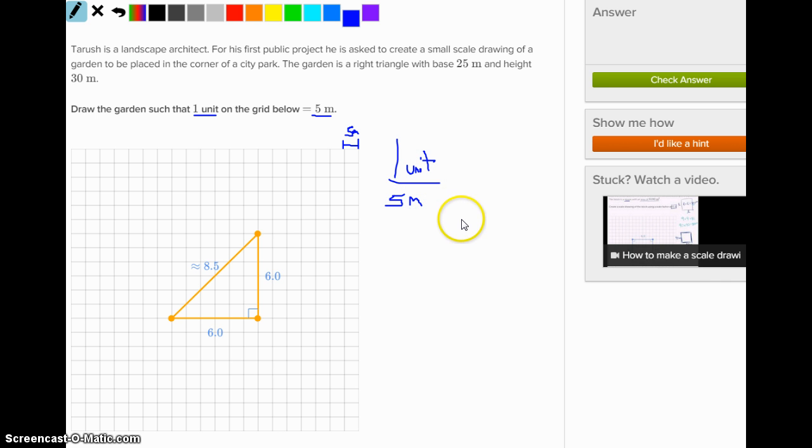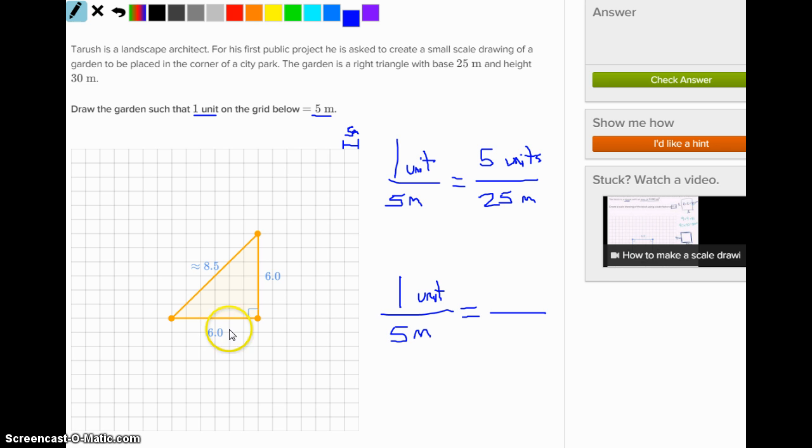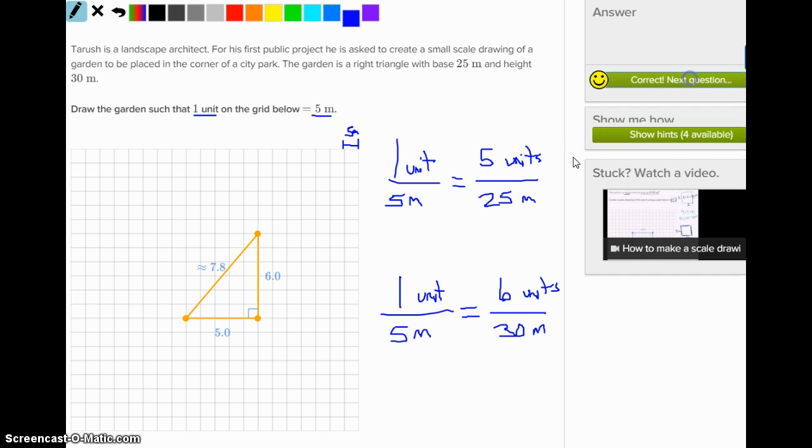1 unit is 5 meters. I can think to myself, all right, how many of these units do I need to make 25 meters? Well, I definitely need 5 units. If 1 unit is 5 meters, how many of these units do I need to make 30 meters? So that's 6 units. They said the base is 25 meters, so this is my base. So I'm going to move that. The base is the bottom. The height is 30, so 30 meters on this drawing is 6 units. And I'm right.